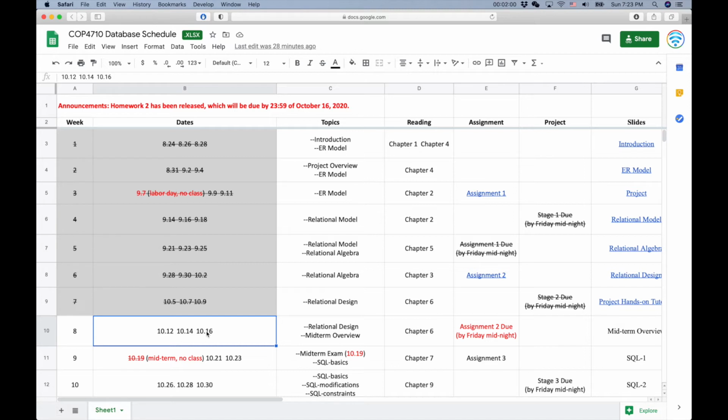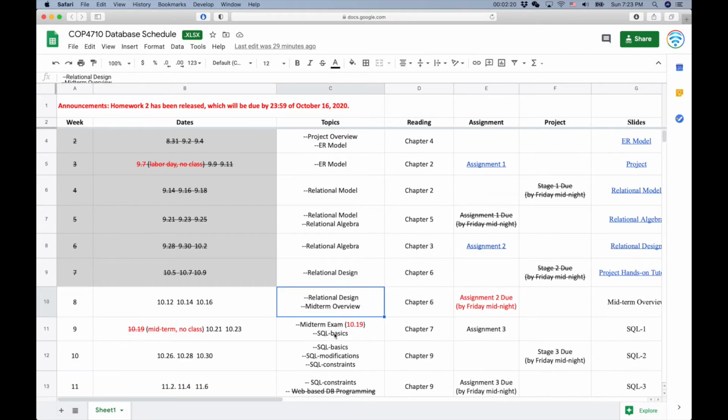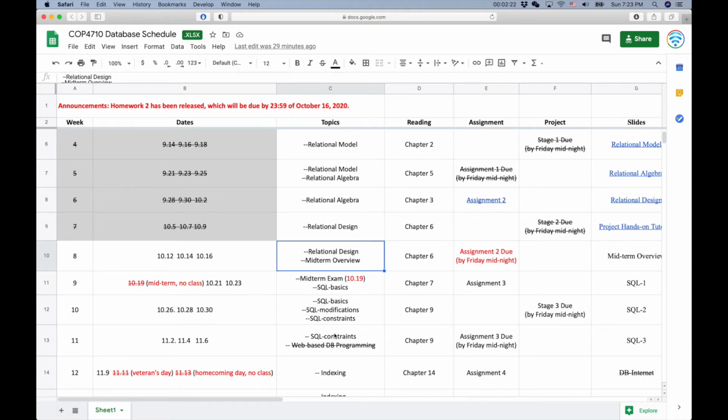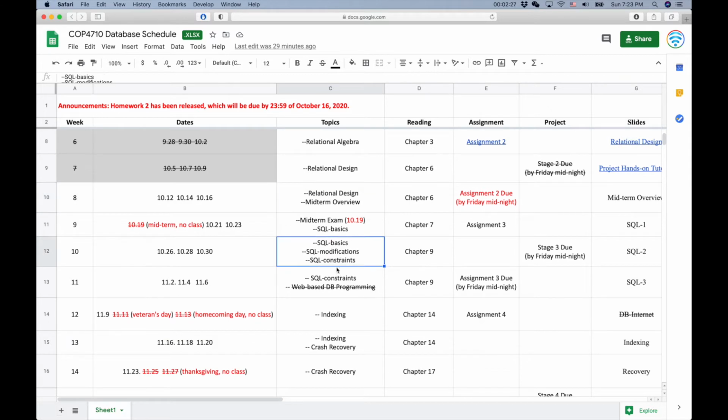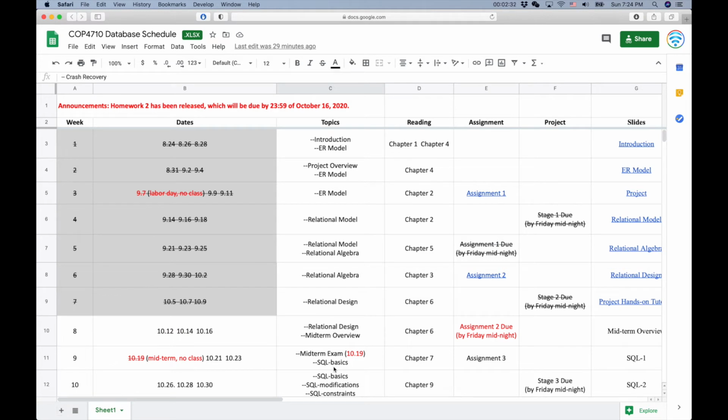So generally, this is the plan for the course before the midterm. We have almost introduced all the materials. We covered the ER model, relational algebra, and relational design. So far, I think everything is going very well and smoothly as scheduled. After the midterm, we will also have several other sections on SQL, indexing, and crash recovery. So far, everything is planned and going smoothly as scheduled.